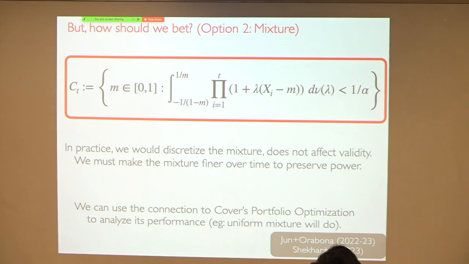You can just discretize the mixture. There's nothing in this that needs it to be a continuous mixture. You can have a discrete mixture instead. So I would just discretize it at some 20 points or 30 points and run it, and it works well.